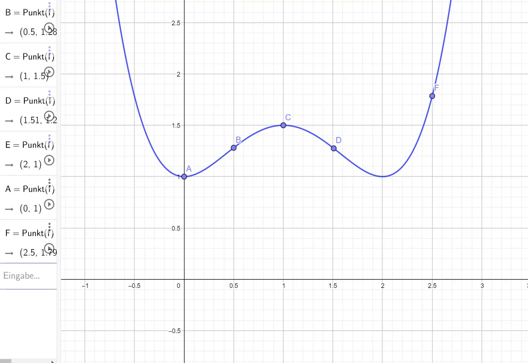And now you can guess that the point with the x-coordinate 2 must be here. And this should be this point. This is the missing point. And this method is called interpolation using polynomials.